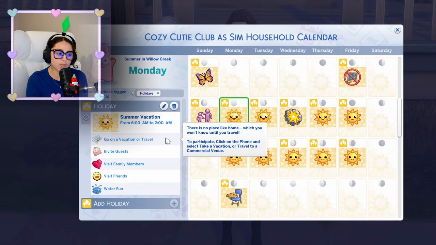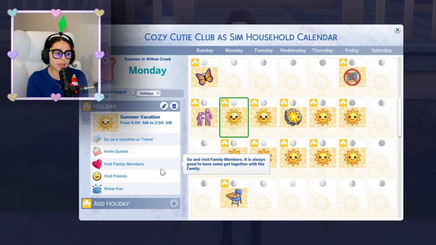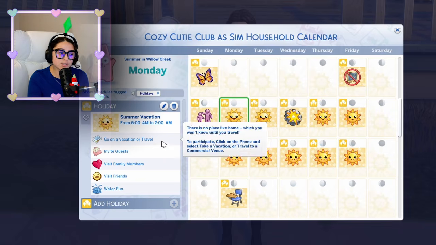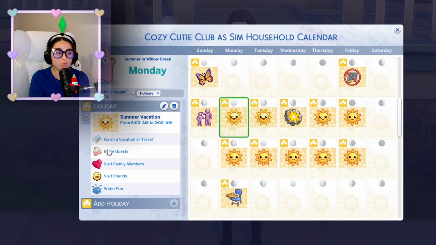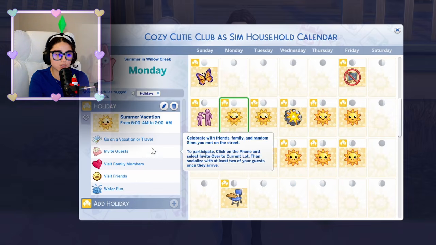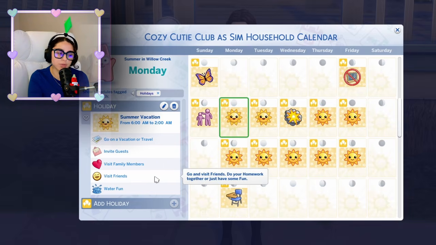The traditions are go on vacation or travel, very popular during the summer, invite guests, visit family members, visit friends, and then we have water fun. So I wanted to make it a lot about socializing and doing activities, because if I were to include traditions specific to a specific activity, I feel like there wasn't enough room. So you can still do all of those activities that you would do, like go to the park, go to the beach, go to the pool, but I just didn't make it a tradition. But if you wanted to make it less social, you could easily just swap these. So you can have this one be beach, this one be park, and maybe you leave this one as visit friends.